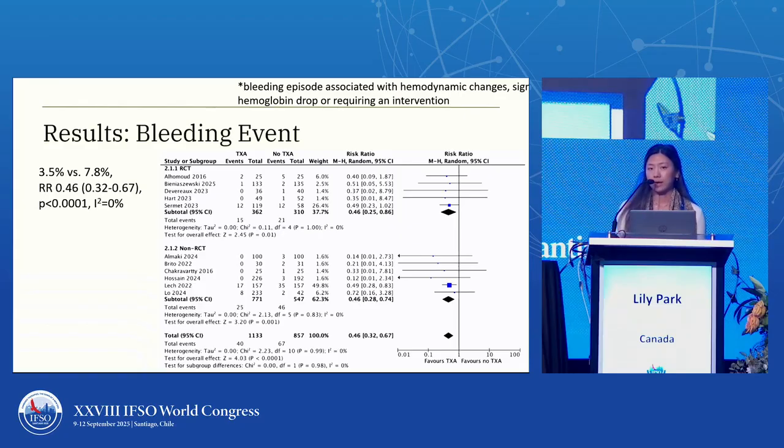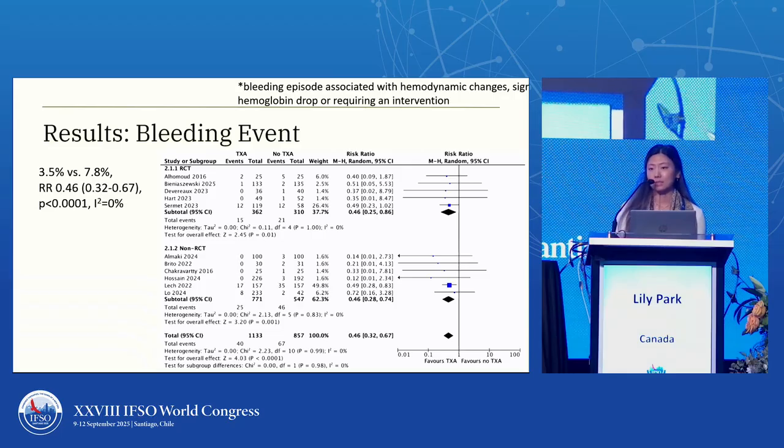Bleeding event was defined as a bleeding episode that was associated with hemodynamic changes, a predetermined hemoglobin drop of 2 milligrams per deciliter, or requiring some sort of intervention like reoperation, endoscopic intervention, or transfusion.